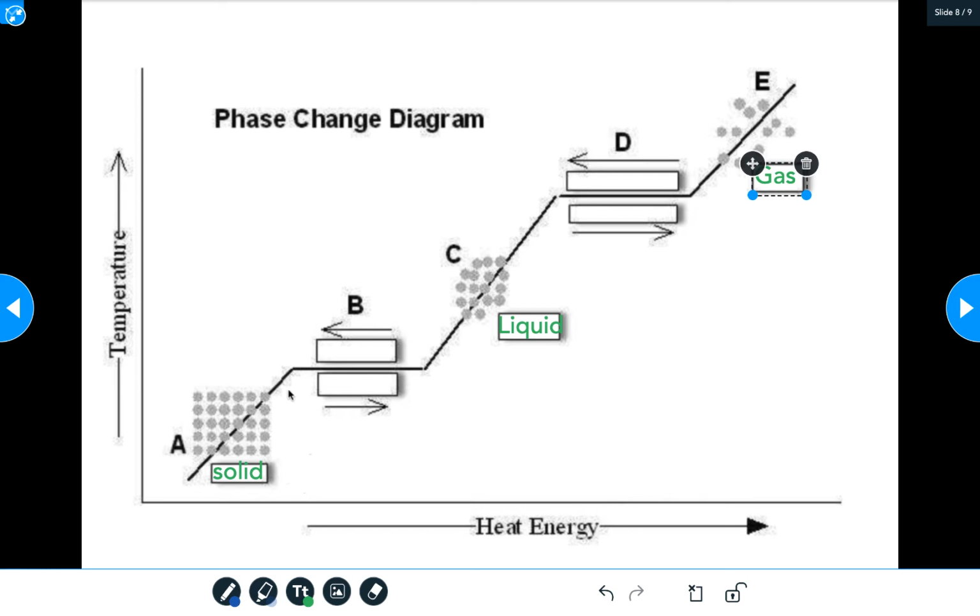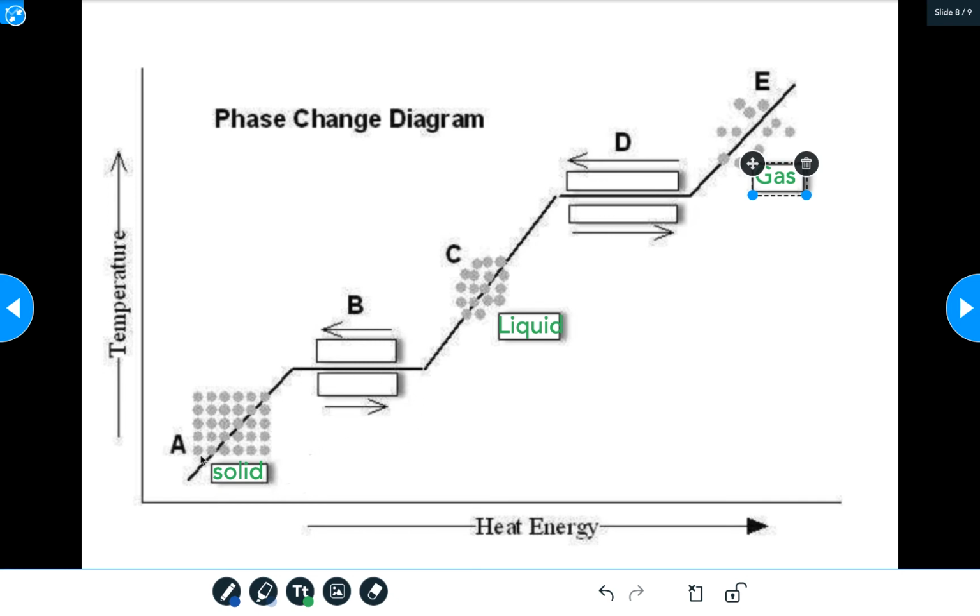The solid, see how the particles are tightly packed together in an ordered arrangement. That's what you would see in a solid substance. Here is a liquid substance. The particles are all kind of just bunched together in no apparent order. And gas, you can see the particles are more spread apart. Okay, let's finish filling this in.